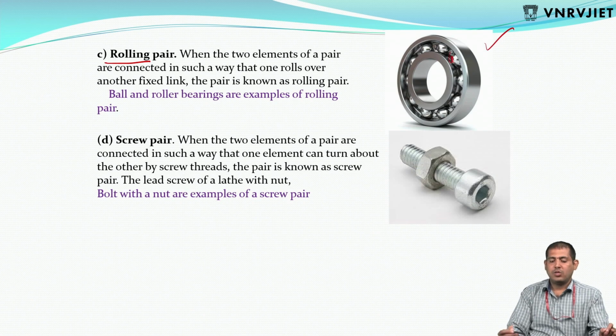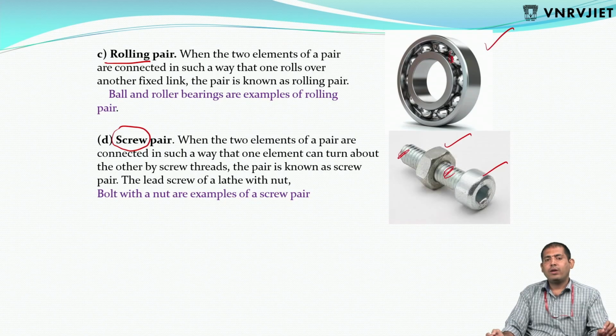Next, screw pairs. Screw means nut and bolt. How are these two going to be fixed? With the help of helical grooves. So the nut is on this bolt. When the two elements of a pair are connected in such a way that one element can turn about the other by screw threads like helical grooves, the pair is known as a screw pair. The lead screw of the lathe with nut, that we already know, is nothing but a screw pair. Bolt with nut are the best examples.